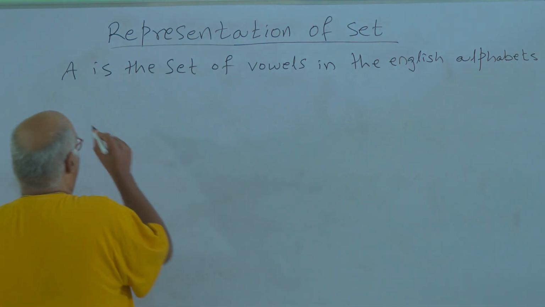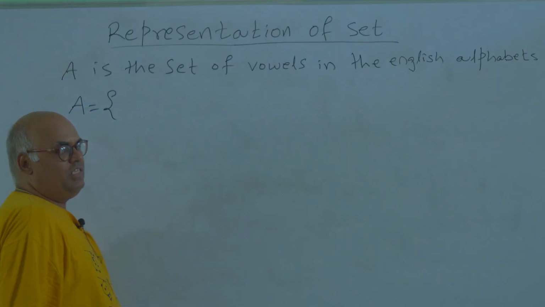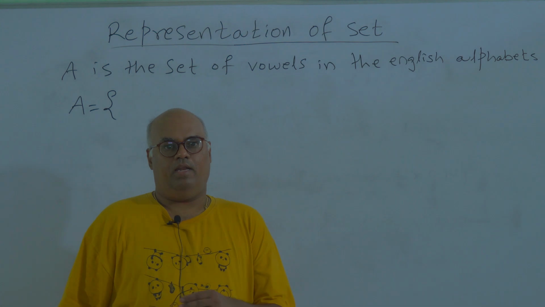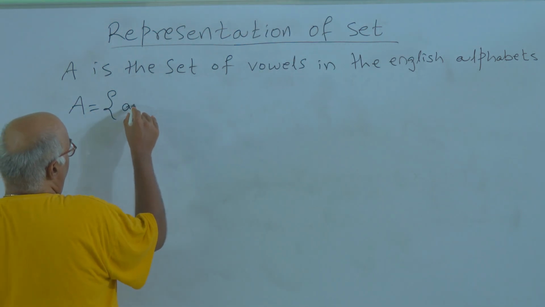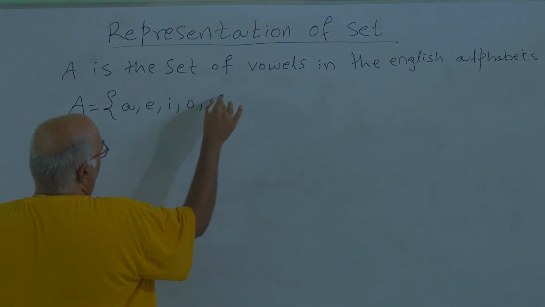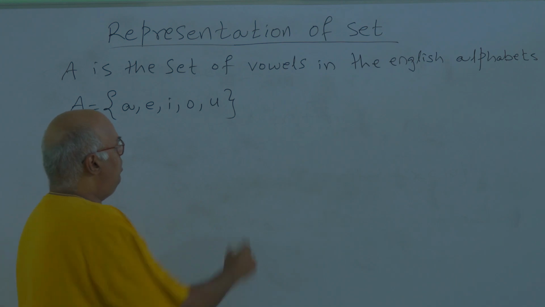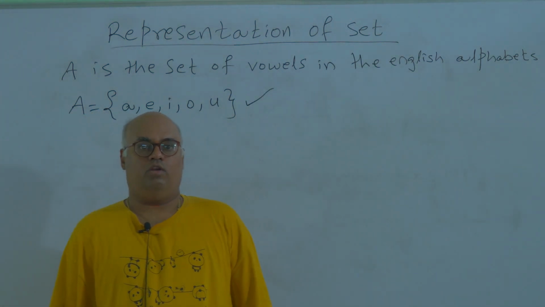So first I will write it in capital letter A. Always a set is represented by a capital letter. So A is equal to, what are the vowels in English alphabet? A, comma, E, comma, I, comma, O, comma, U. So this is how you represent a set in roster form.